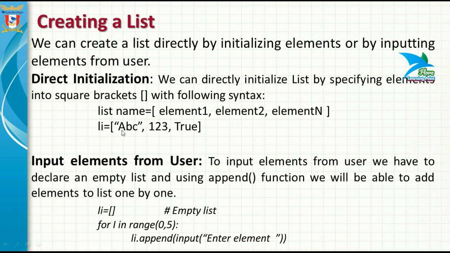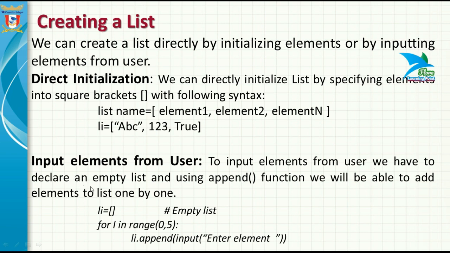And here we are having example li is equal to abc, 123, true. So ABC will be automatically stored in 0 position, 123 will be stored in 1 index position, and true will be stored in second index position. And if you want to create a list by inputting the elements from user, if you don't want to assign fixed values, then you can also make use of this one.